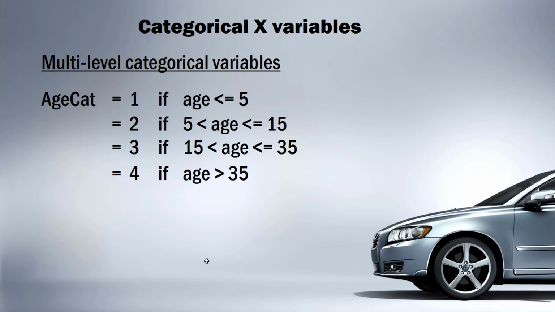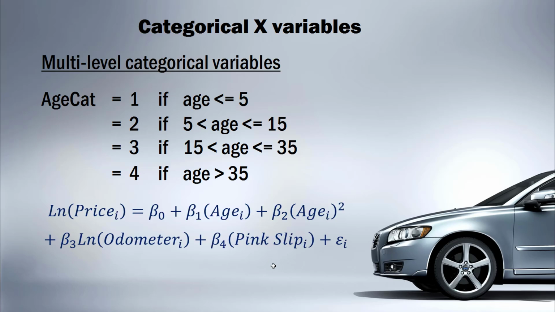All right. So let's at first instance create a categorical variable called ageCat, which is equal to 1 if the age is less than or equal to 5 years, 2 if it's greater than 5 but less than or equal to 15, 3 if between 15 and 35, and 4 if it's in the vintage car category.